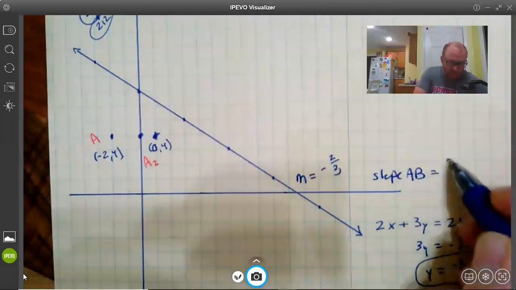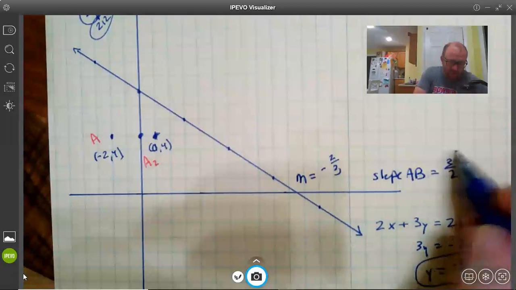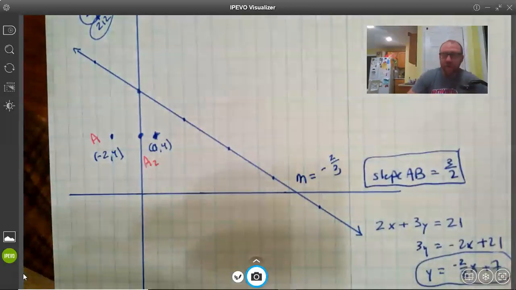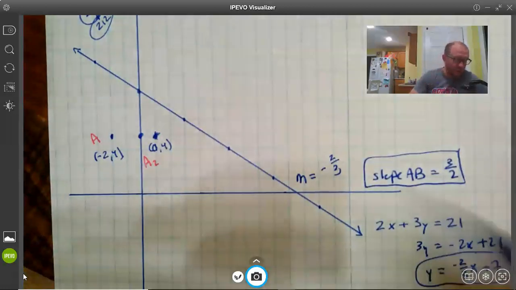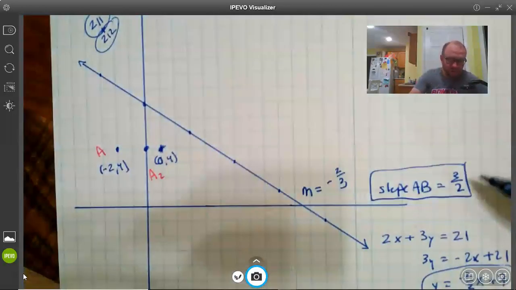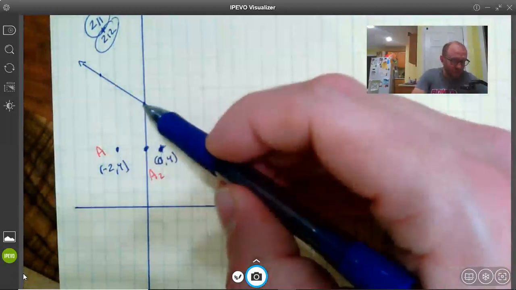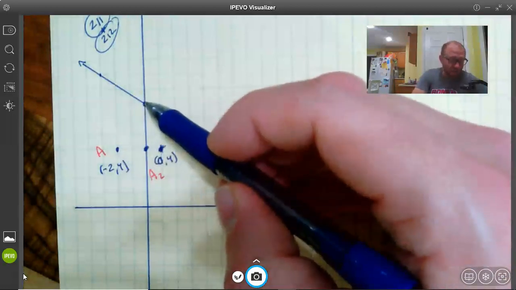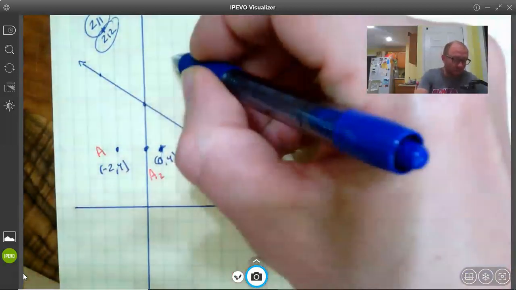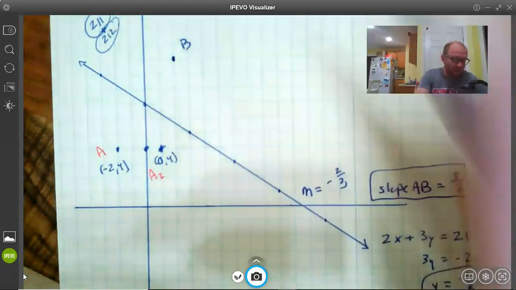So the slope of AB needs to be positive 3/2. All right. So if you look here, that means up 3, forward 2. Now for this first point, it just turns out that up 3, forward 2 takes us to the line. So up 3, forward 2 will take us straight to point B.